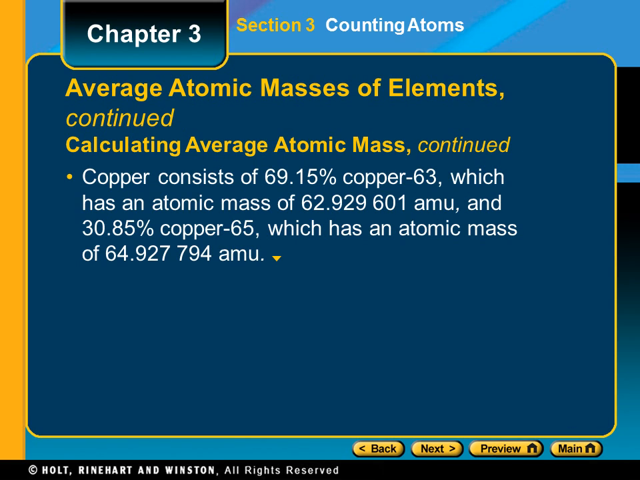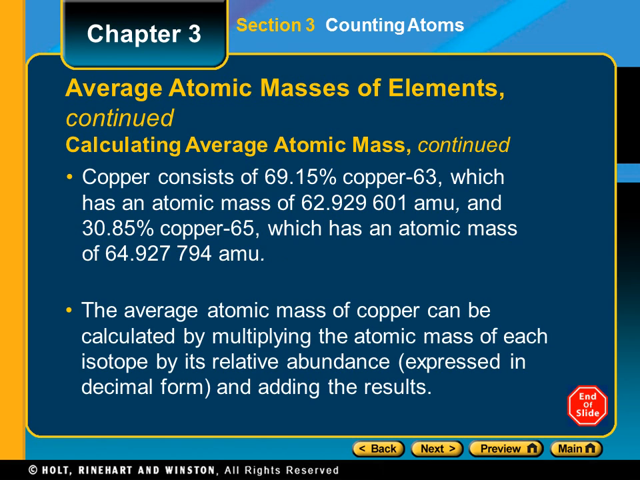So, look at this. This is what one of these problems is going to look like. Copper consists of 69.15% copper-63, which has an atomic mass of 62.929601 AMUs, and 30.85% copper-65, which has an atomic mass of 64.927794 AMUs. The average atomic mass of copper can be calculated by multiplying the atomic mass of each isotope by its relative abundance in the decimal form and adding the results.